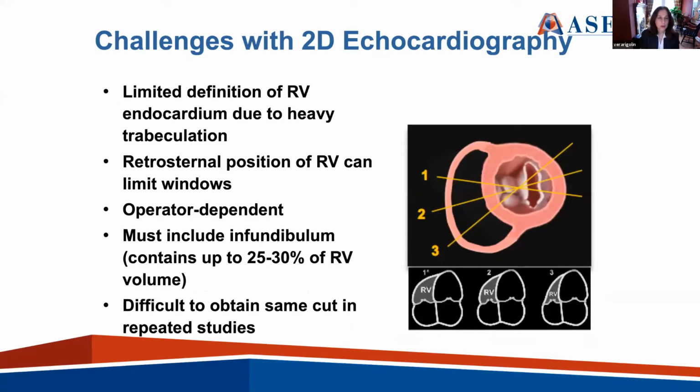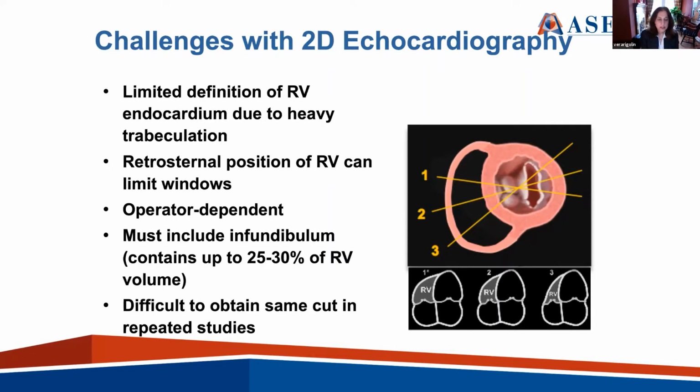As a result of its complex shape and its unusual contraction pattern, there are a lot of challenges with imaging the right ventricle. It's particularly challenging with two-dimensional echo since we're only looking at one plane at a time. Images are limited by definition of the right ventricular endocardium due to heavy trabeculation, and the retrosternal position of the right ventricle can limit our abilities to obtain optimal windows. It is very operator dependent, and to accurately assess right ventricular volume, we must include the infundibulum because it contains up to 25 to 30% of the right ventricular volume.